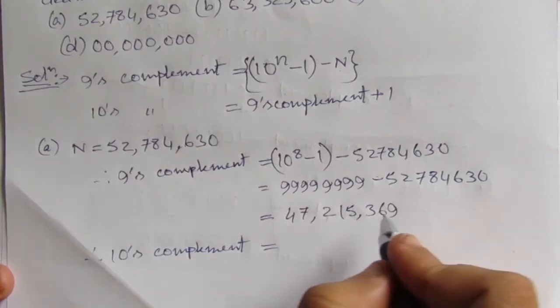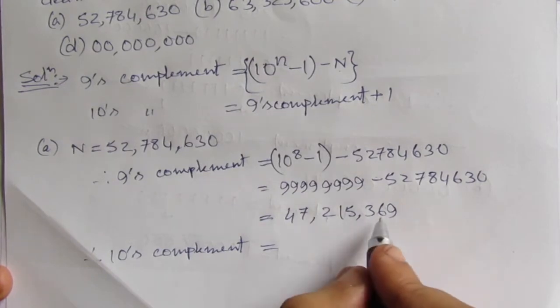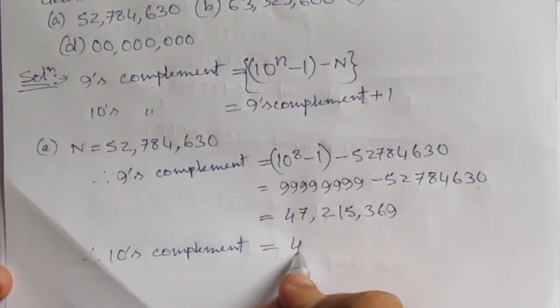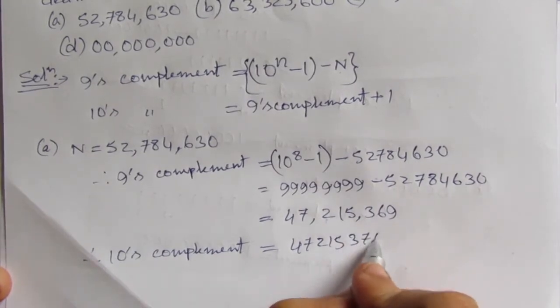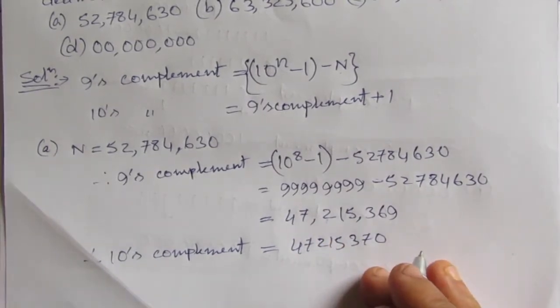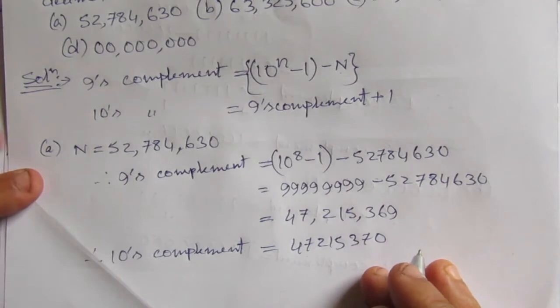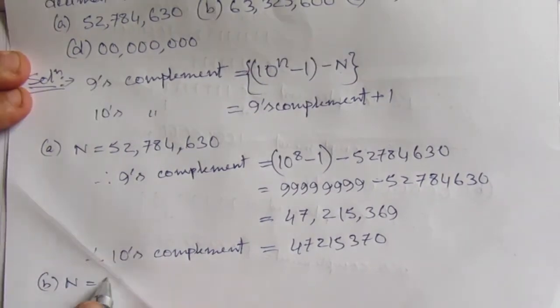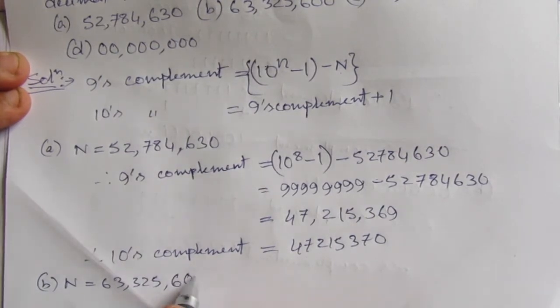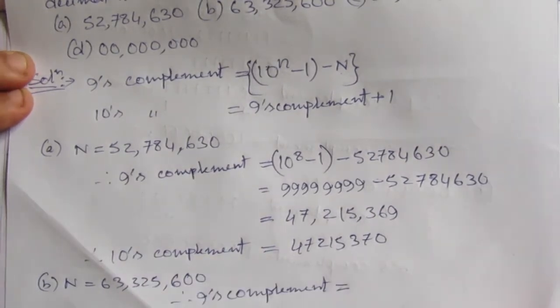The 10's complement will be this much plus 1. So we will get 47215370. So this is the solution of the first problem. Now let us see the second part. B, N equals 63325600.